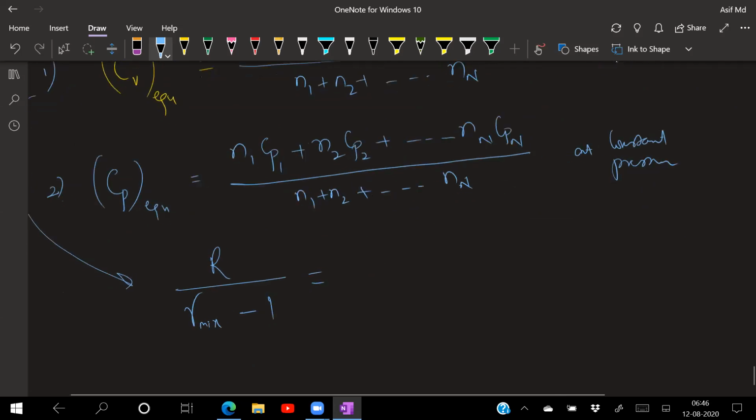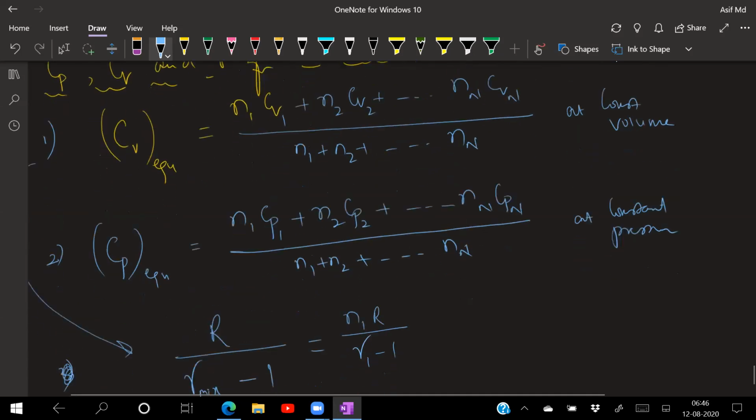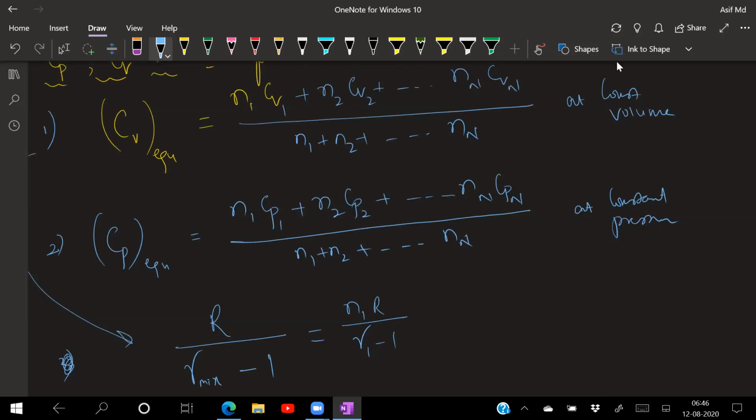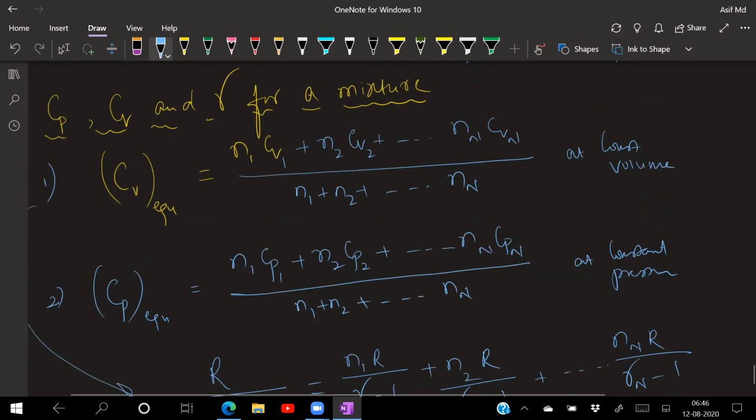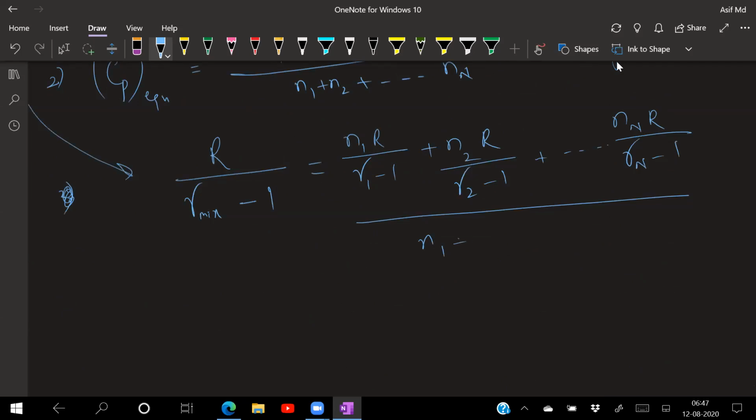That is equal to, this will become N1 into R by gamma 1 minus 1, N1 CV1 means R by gamma 1 minus 1, plus N2 into R by gamma 2 minus 1, plus so on up to NN into capital R by gamma N minus 1, divided by N1 plus N2 plus so on up to NN. We are writing this in terms of gamma and CV.